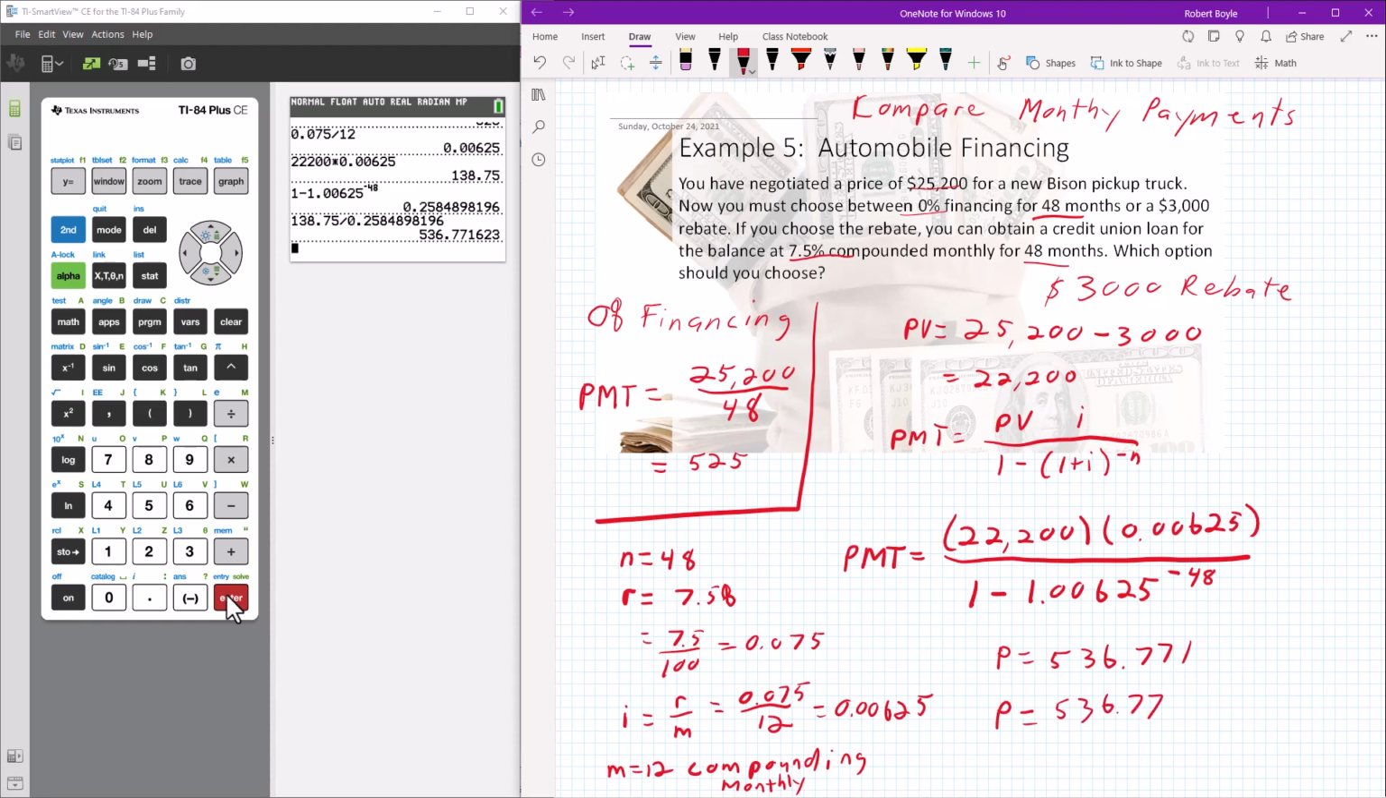So if you took 0% financing, you will have the monthly payment of $525. If you took your rebate, your monthly payment will increase by a little more than $11 to $536.77. So you would pay more if you took the rebate. You want to take the 0% financing. Turns out that the interest that you have to pay exceeds the value of the rebate.